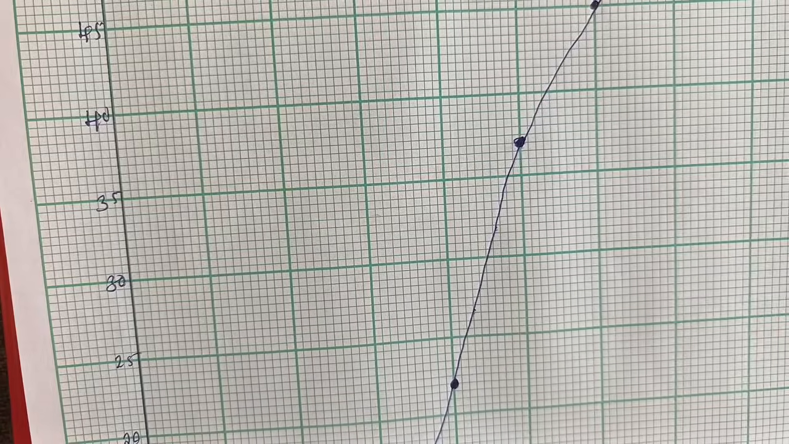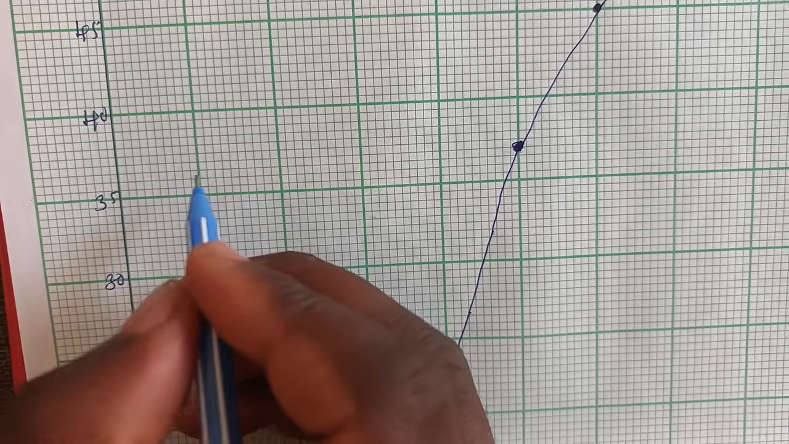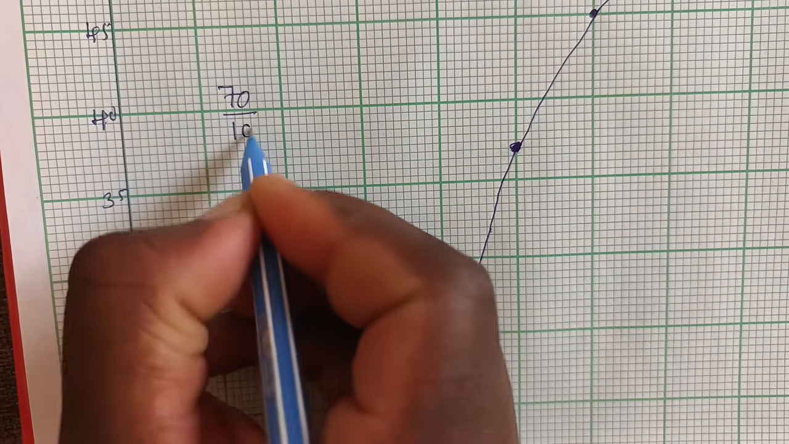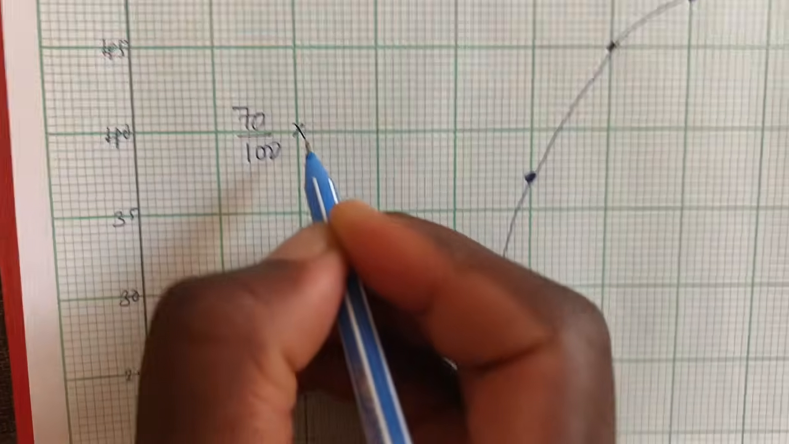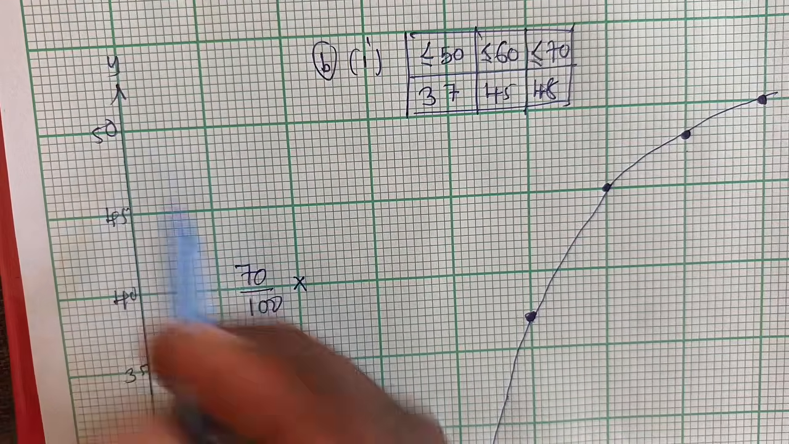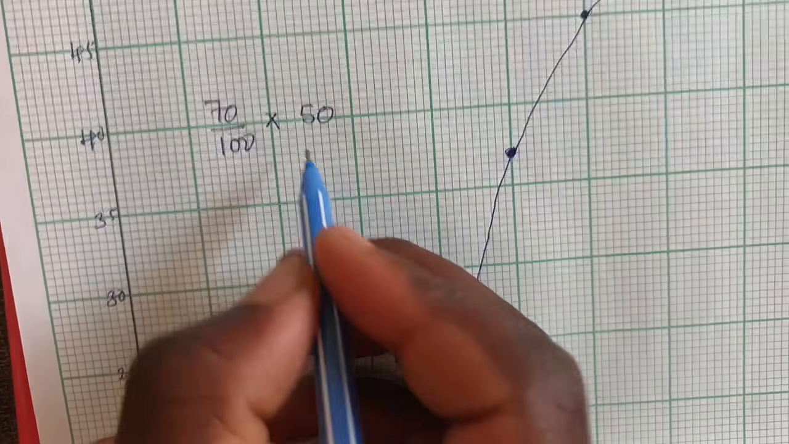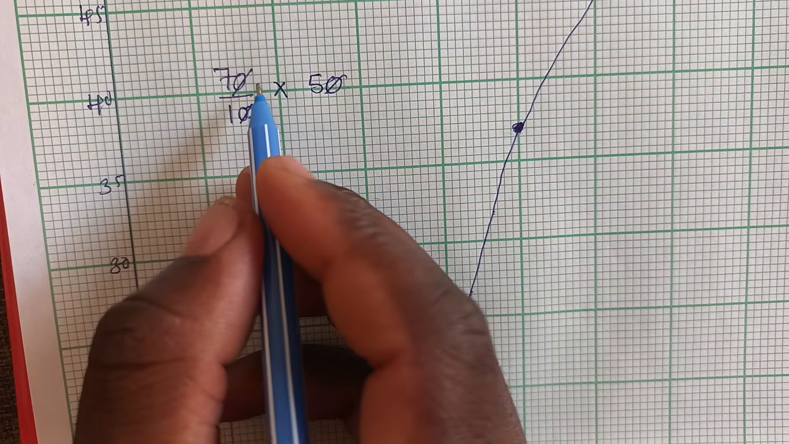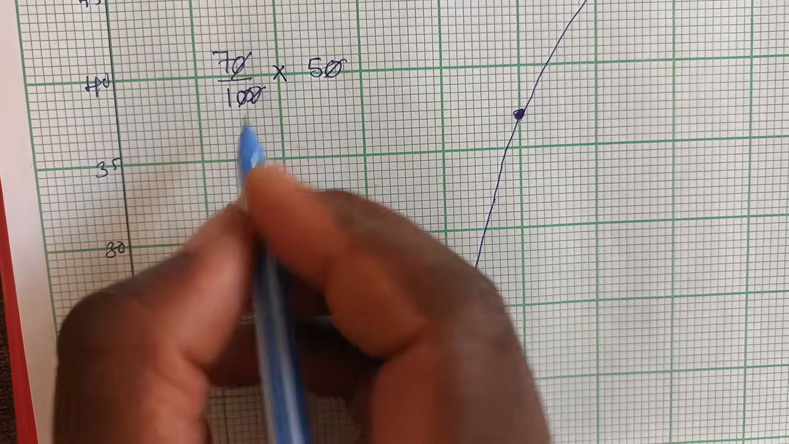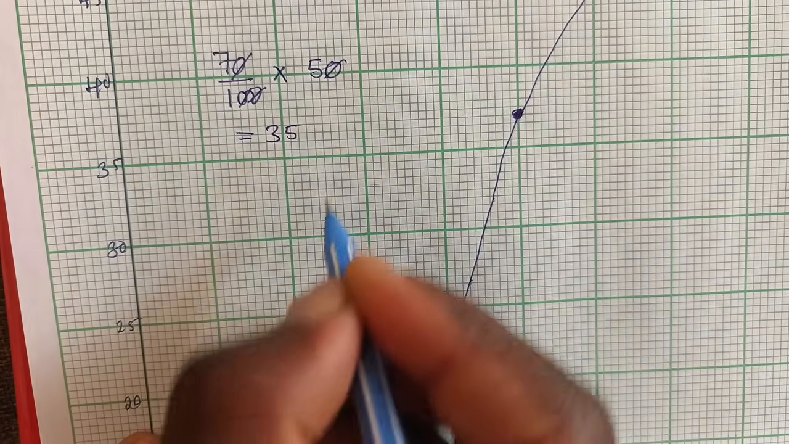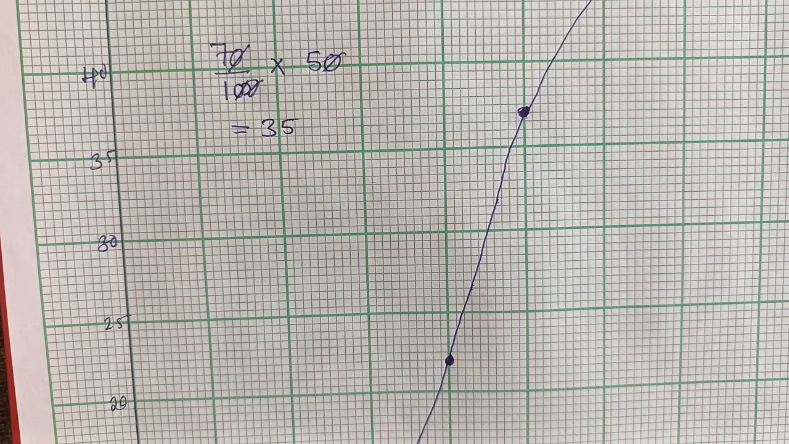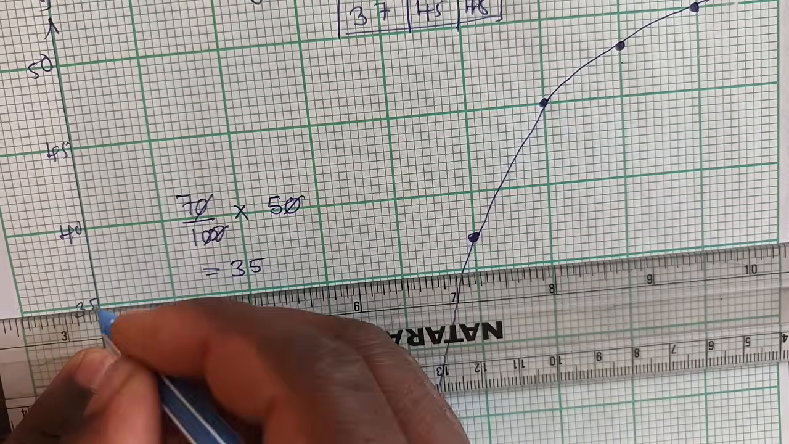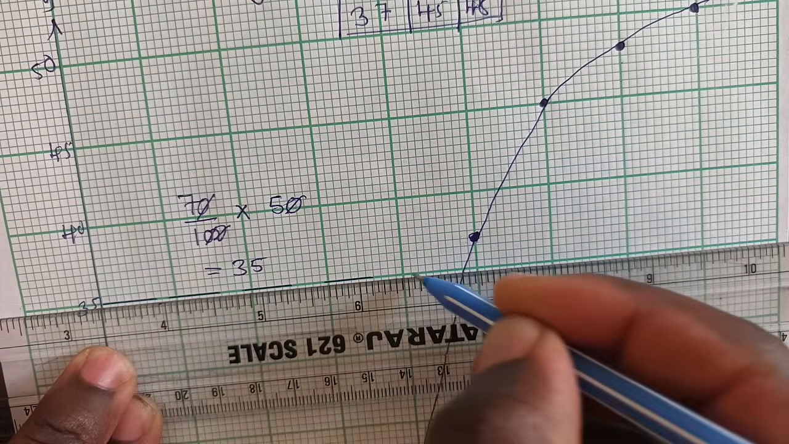So for us to find the 70th percentile, we say 70 over 100, that's the percentage, times the total number of frequencies, which is 50. We simplify: the 0 and the 0 will go, so it will be 7 times 5. 7 times 5 will give us 35. So now we go to where 35 is. Where 35 is, it's right over here.